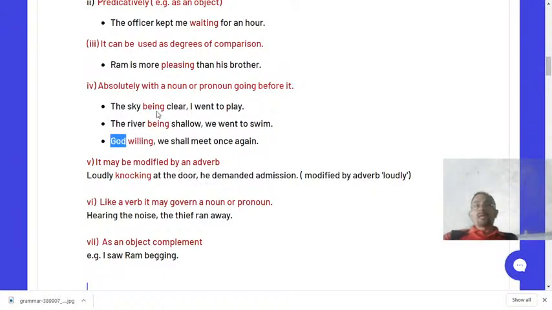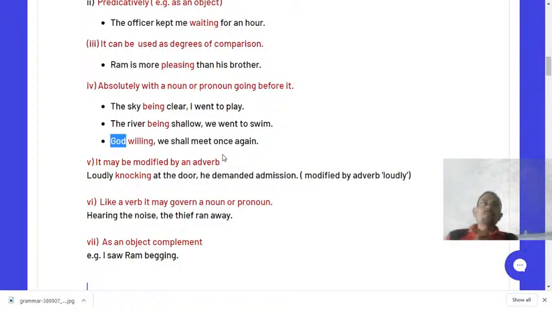Therefore always remember that if ing words are preceded by a noun, then this ing word is used absolutely in the sentence. And whenever an ing word is used absolutely with a noun or a pronoun going before it in a sentence, then that particular ing is used absolutely. Understood? It is the absolute use of that particular word.